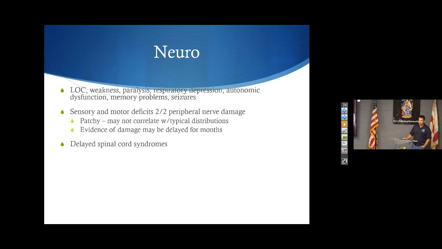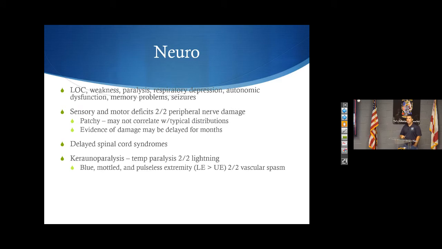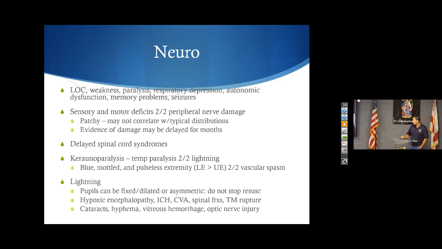Okay, they can have delayed spinal cord syndromes. Keraunoparalysis is a temporary paralysis secondary to lightning. They get this blue, mottled, pulseless extremity. It's more common in the lower extremities versus the upper, and is thought to be due to vascular spasms.